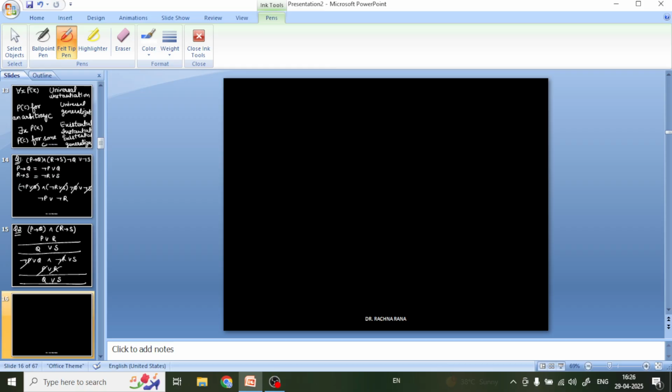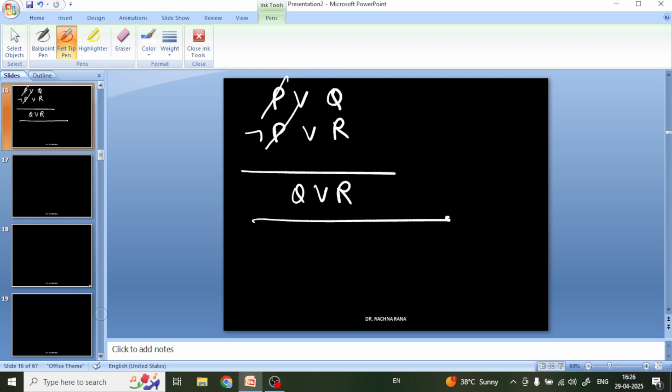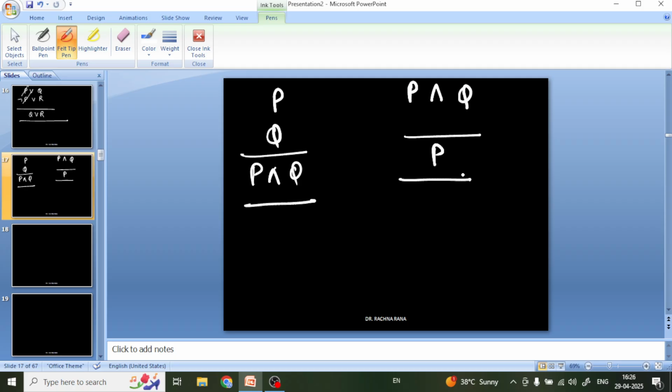Now next, resolution. P or Q, not P or R, we will find Q or R. This is the answer. Now next question, related to conjunction: P and Q. Conjunction means P and Q. Now next question, P and Q and the result will be P. This is simplification.